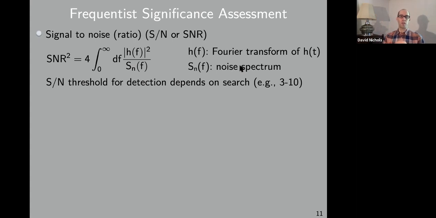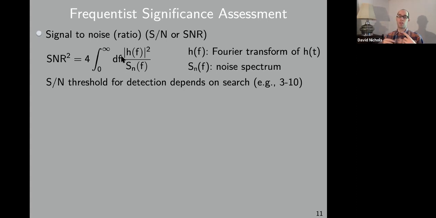Then essentially, what you have is a signal divided by a noise, hence the name signal to noise. And the total signal to noise is just how much the signal stands out above the noise spectrum at every frequency. So you sum this up, and this gives you the total signal to noise. That's what the integral here over frequency is doing. And the way to interpret this signal to noise ratio depends on the search that you're using.